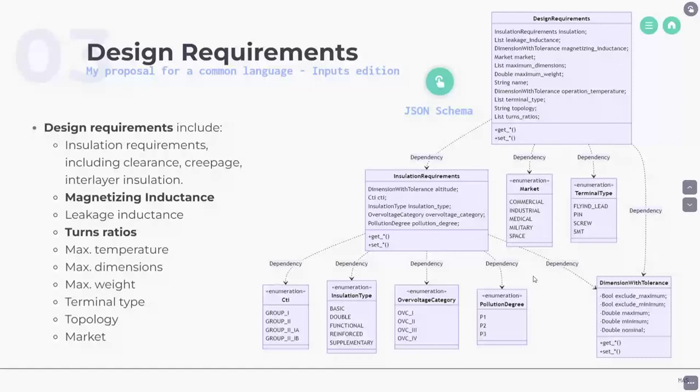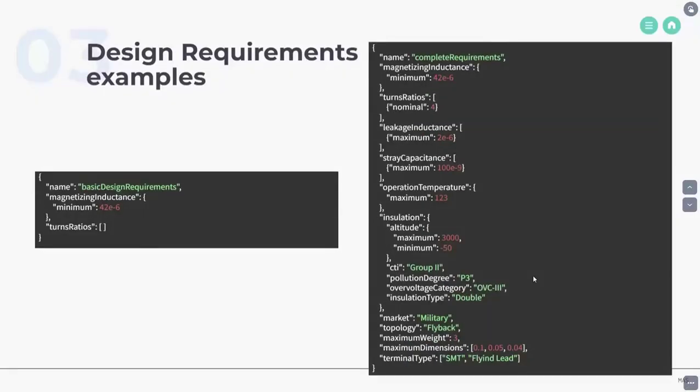And we are going to take a look at one example here. This is the basic design requirements. This is the way to define it. And on the right side is a massive file with every design requirement that we might have in a magnetic.